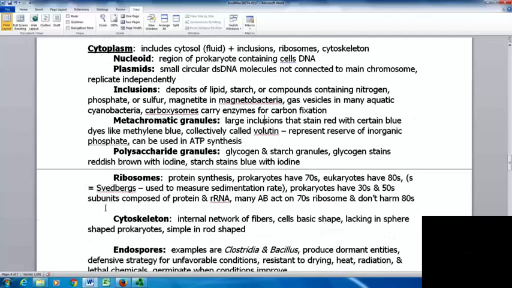Ribosomes are used in protein synthesis. They are a little bit different in the prokaryotes and eukaryotes. Prokaryotes have 70S ribosomes. Eukaryotes have 80S ribosomes. The S is for Svedberg's, which is a measure of the sedimentation rate. The prokaryotes have 30S and 50S subunits and are composed of ribosomal RNA and protein. Many antibiotics will actually act on the 70S ribosome and don't harm the 80S ribosomes.